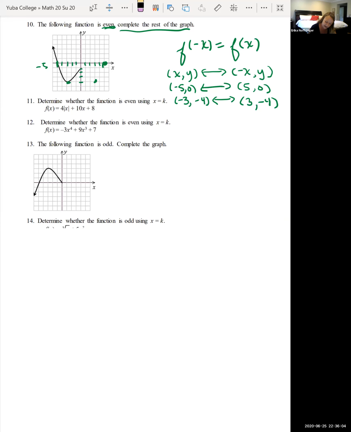And so I notice that even functions are special. They're symmetrical with the y-axis. So if I folded my paper along this y-axis, I know it's going to be a mirror image. So just finding a couple of those important points, we get the rest of the graph.